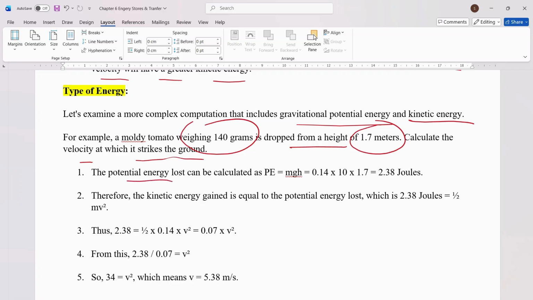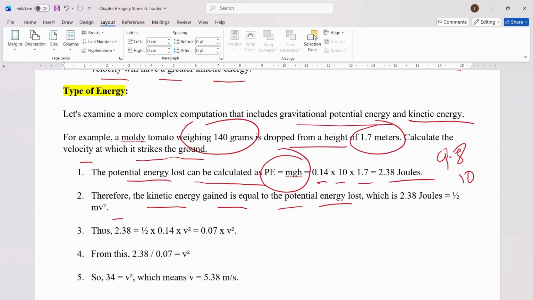So the potential energy lost is calculated by mgh; m is given, g is given, h is given, and you can calculate PE. G sometimes is written as 9.8, sometimes written as 10. Both are okay, both are fine. Therefore, kinetic energy gained is equal to the potential energy lost, which is 2.38 joules. Now to calculate the kinetic energy, we have a formula half mv square. We can write 2.38 equals half times 0.14 times velocity squared that we need to calculate. By simplifying, you can note that the velocity of this object is 5.38 meter per second.